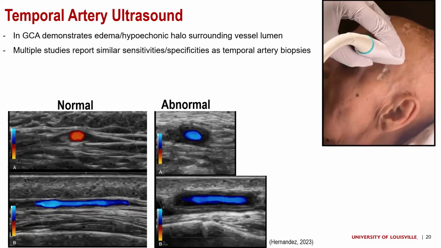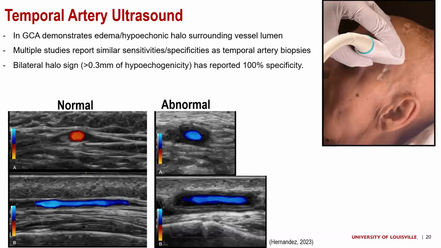Multiple studies have been done because of how easy this test would be to perform, and these suggest a similar sensitivity and specificity to temporal artery biopsies. Specifically, at least one study reported that if there's a bilateral halo sign, where you see a halo sign in both temporal arteries, and this is greater than 0.3 millimeters of hypoechogenicity, it had 100% specificity for giant cell arteritis. Because of this, a lot of people have thought, this is great, we can use this to replace temporal artery biopsies. However, there are things to consider.